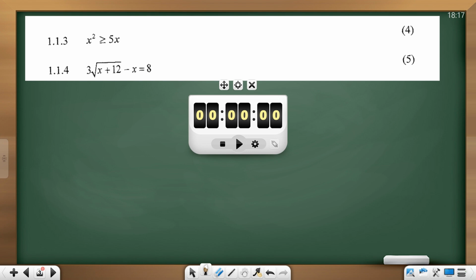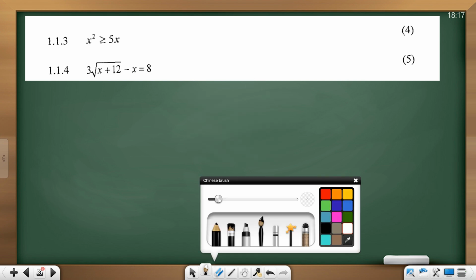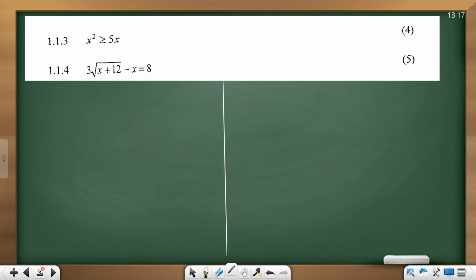All right, let's mark together quickly. Let's start marking. Now, the examiner is very clever here. They want you to divide.